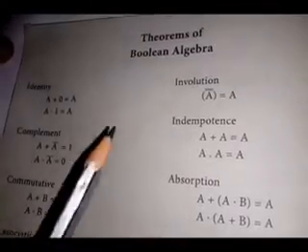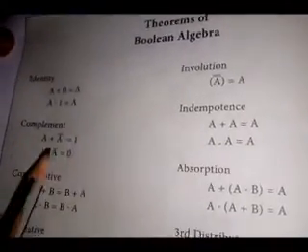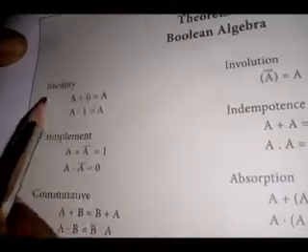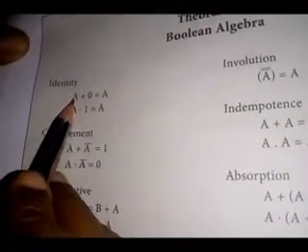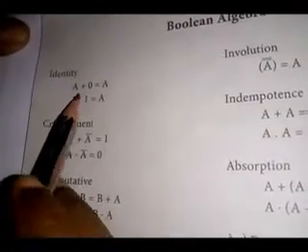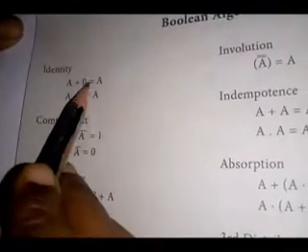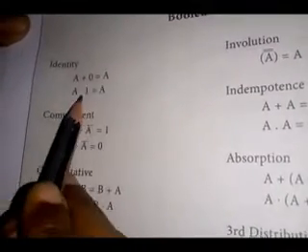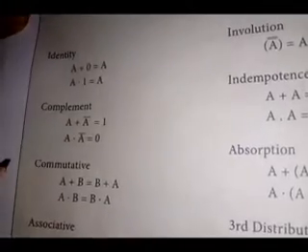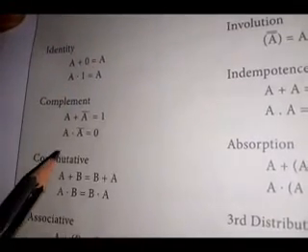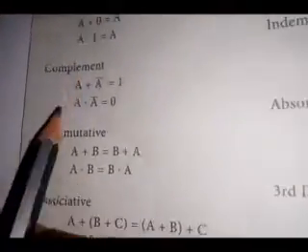Next one is theorems of Boolean algebra. First theorem is the identity theorem. Here we know this from ordinary mathematics only. A plus 0, we will get the answer A. A into 1, we will get the answer A. That is the identity.